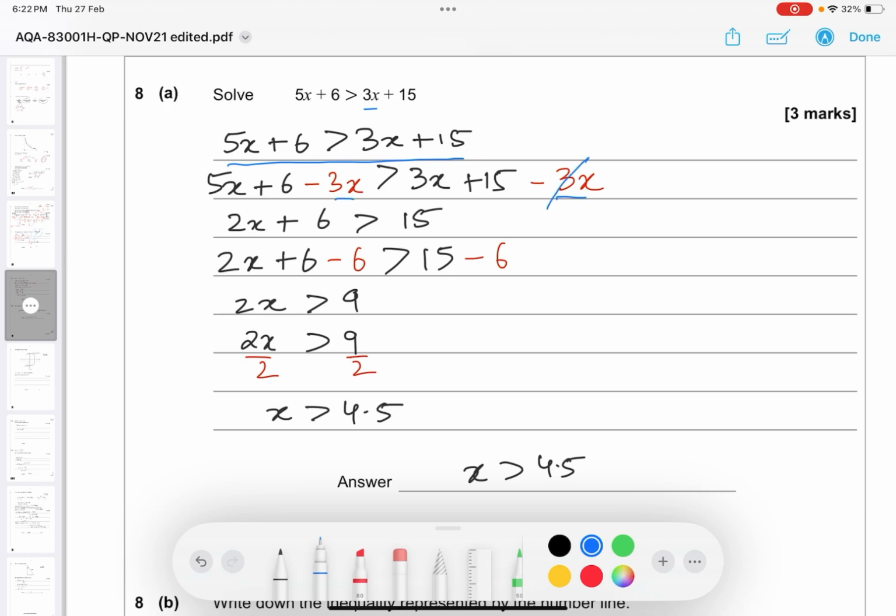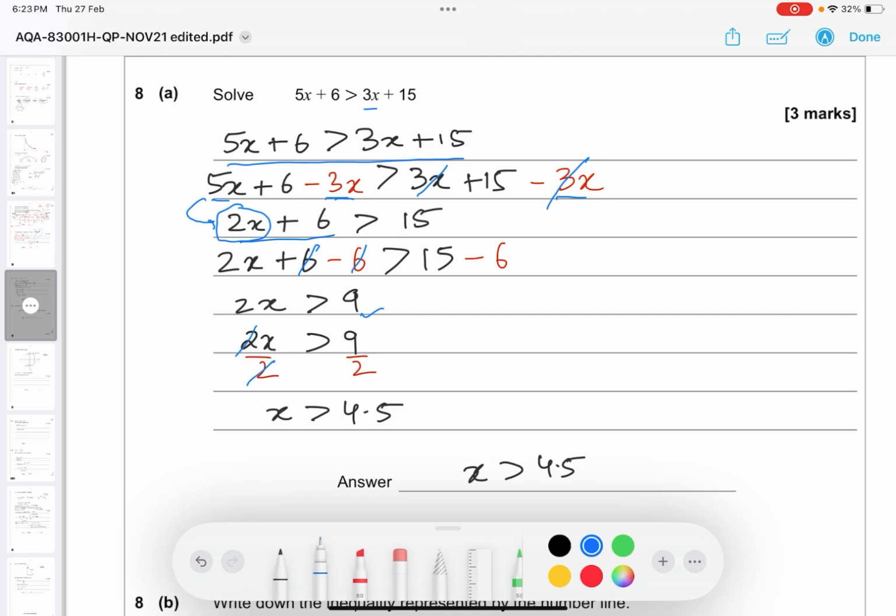Now this 3x will be cancelled by this one, and in the next step, 5x minus 3x equals 2x. We will be left with this one. Now I will subtract 6 from both sides. This 6 will be cancelled by this 6. 15 minus 6 is 9. Now I will divide both sides by 2.